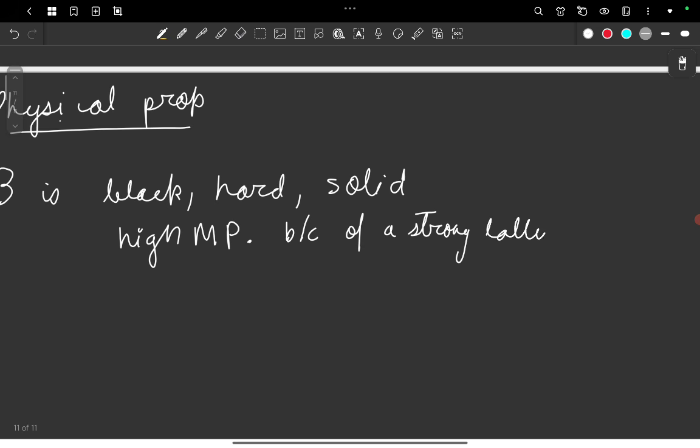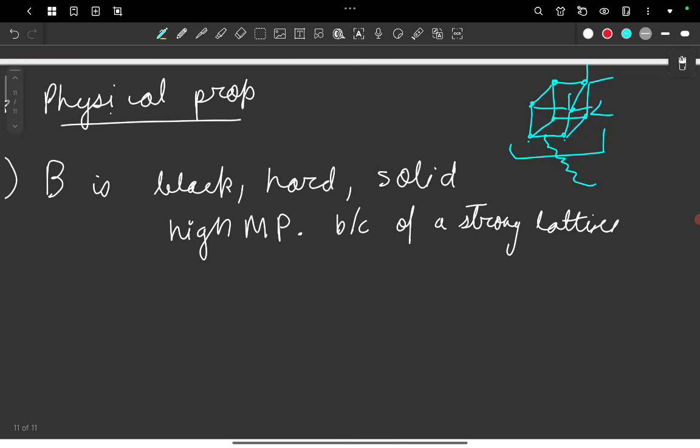What does this mean? What is a lattice? Lattice is basically how the atoms exist together. Like maybe boron exists like this, in a cube, where 8 boron atoms are combined with each other, and then this cube just extends, and that is the entire lattice. So whenever this lattice is strong, you have to give higher temperature to break these bonds, and hence the strong lattice is the reason it has a high melting point.